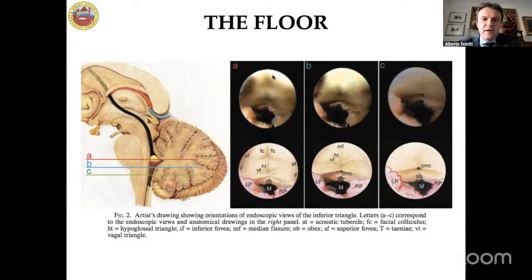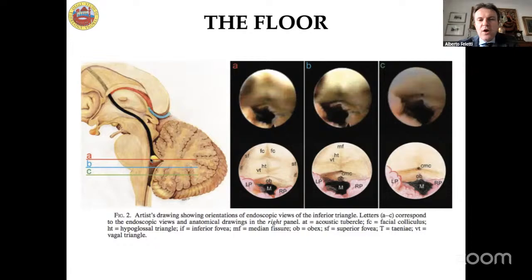Also, the floor of the fourth ventricle is not a flat surface. It has some sulci, it has some crests, and the privilege of a vision through an endoscope is that the light is not coming from the front, but it's coming tangentially to the floor. And in this way, there is an interplay between areas of light and areas of shadow.